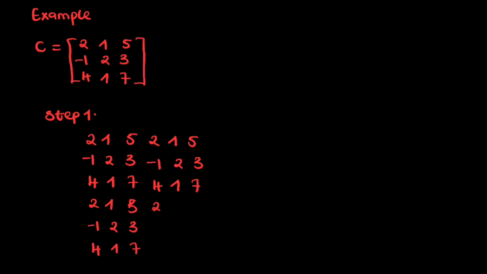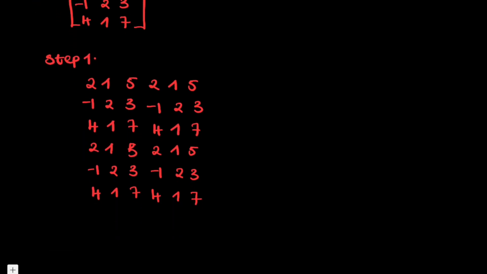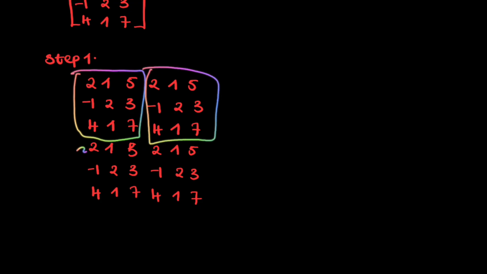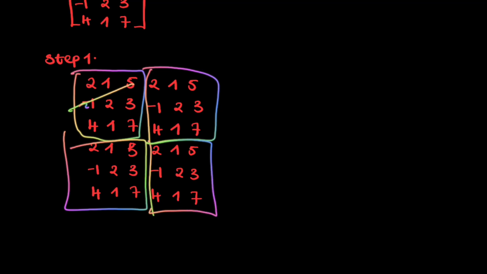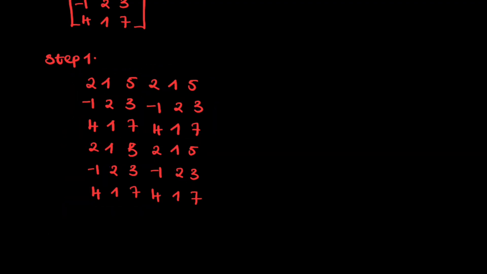Write it this way. 2, 1, 3, minus 1, this is 5, 5 minus 1, 2, 3, and 4, 1, 7. So we have written it 4 times. This is the first time. This is the second time. This is the third time. And this is the 4th time. So we write the left, top right, bottom left, bottom right 4 times.